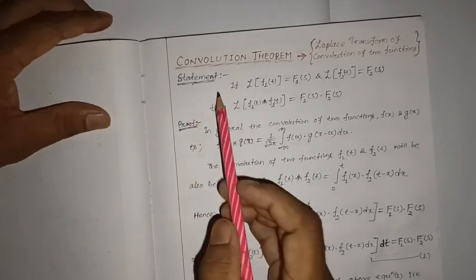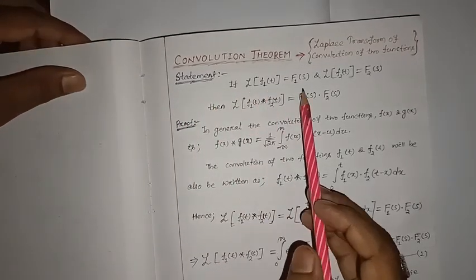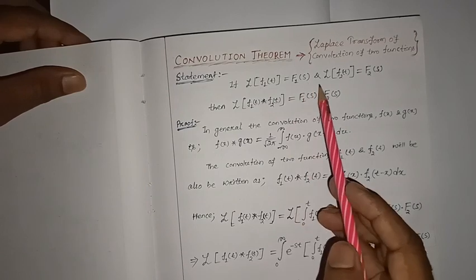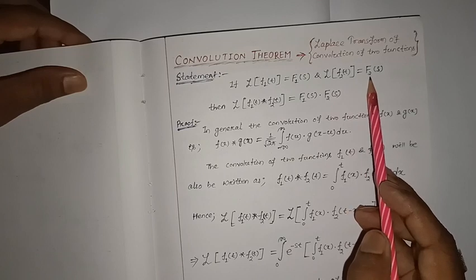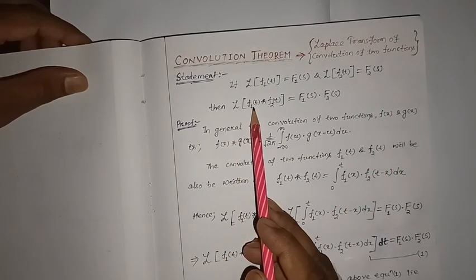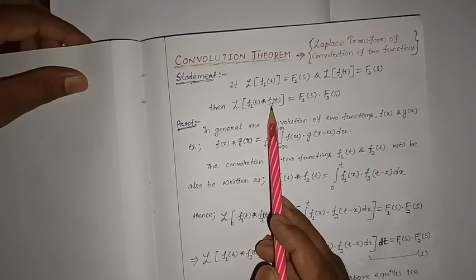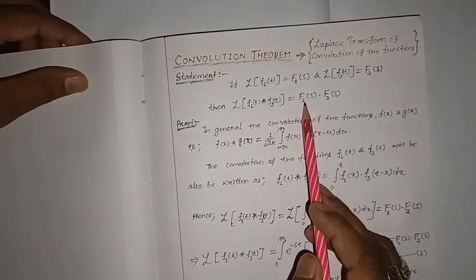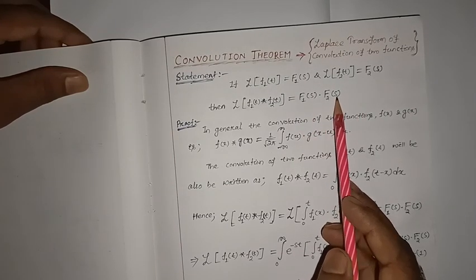Here is the statement: if Laplace transform of f1(t) equals capital F1(s) and Laplace transform of small f2(t) equals capital F2(s), then the Laplace transform of the convolution of the two functions f1(t) and f2(t) will be equal to capital F1(s) times capital F2(s).